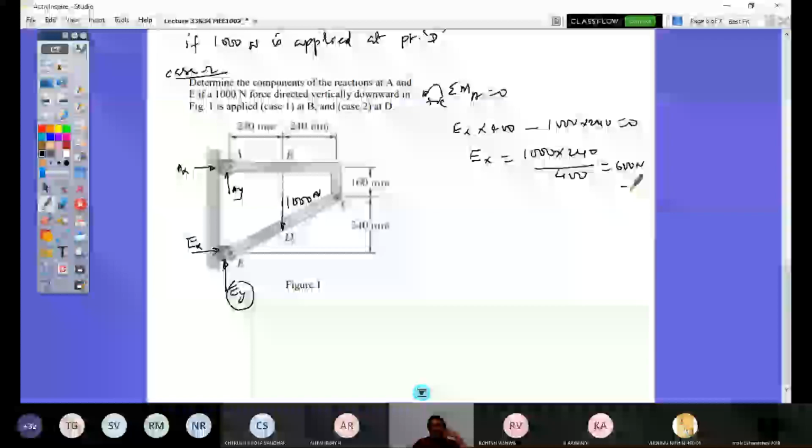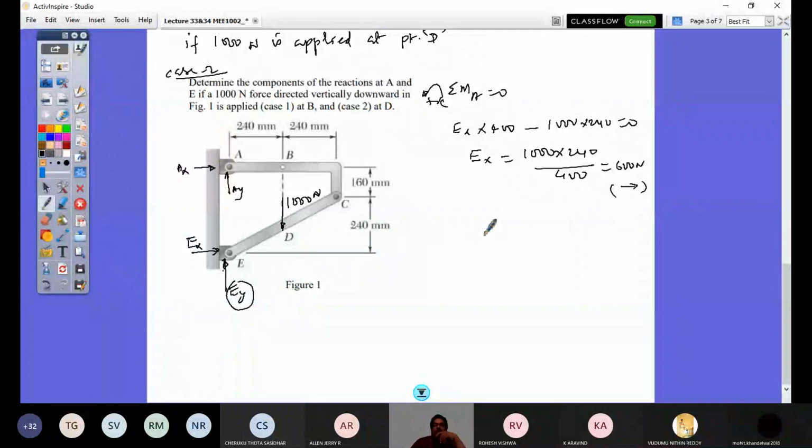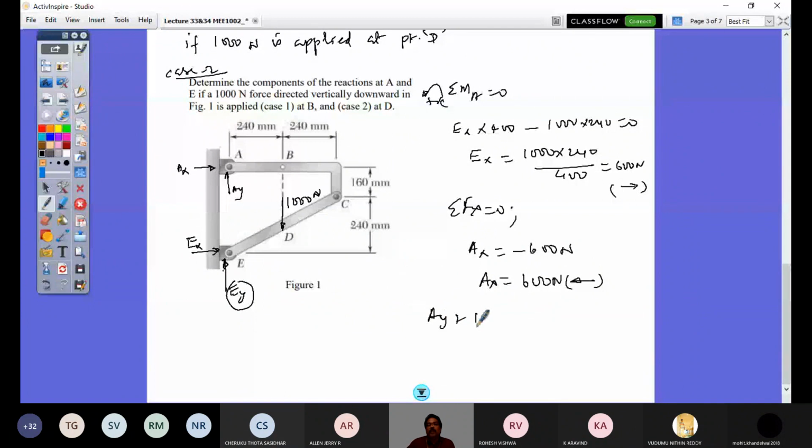So EX is not changing. Similarly, now sigma Fx equals 0. If I put in this, I get AX equals minus 600 Newton. So that is 600 Newton to the left. That is also not changing. So what would be the change in value of AY and EY? There will be a change, so that you can see. And for that, my third equation here is AY plus EY equals 1000. This third equation comes from applying the vertical equilibrium equation.